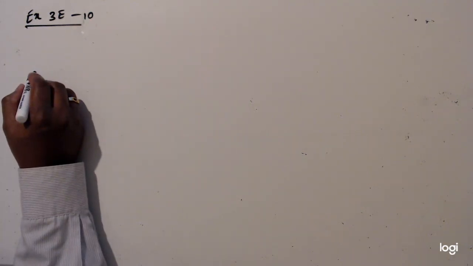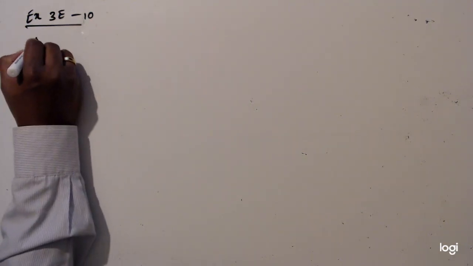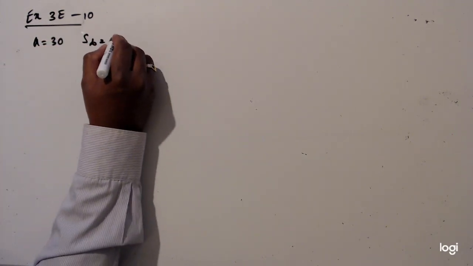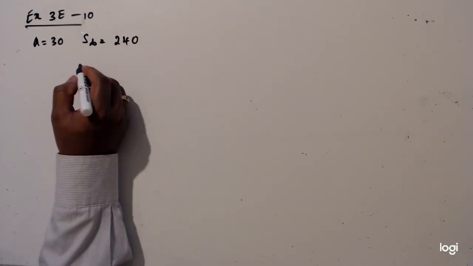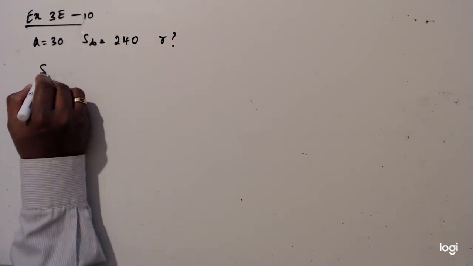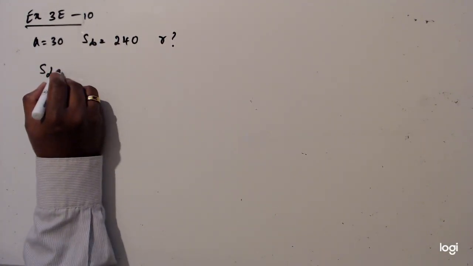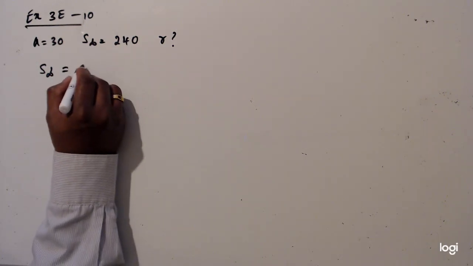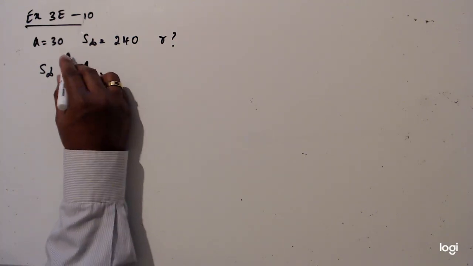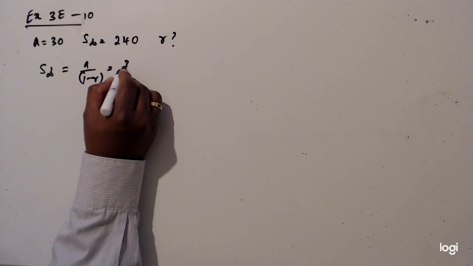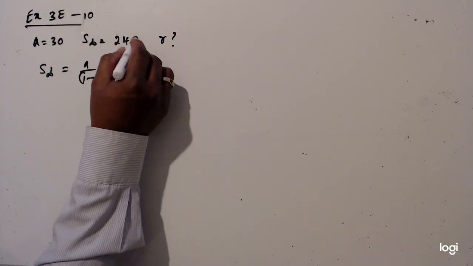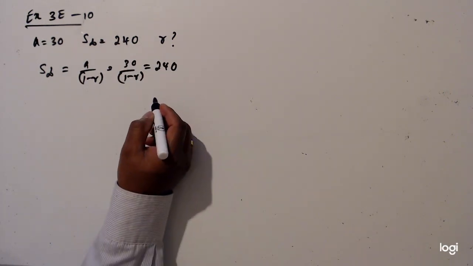Question number 10. The first term of the geometric series is given as 30, and the sum to infinity is given as 240. We need to find r. S infinity we can write as a over 1 minus r. So a is 30 over 1 minus r, and this value is 240.